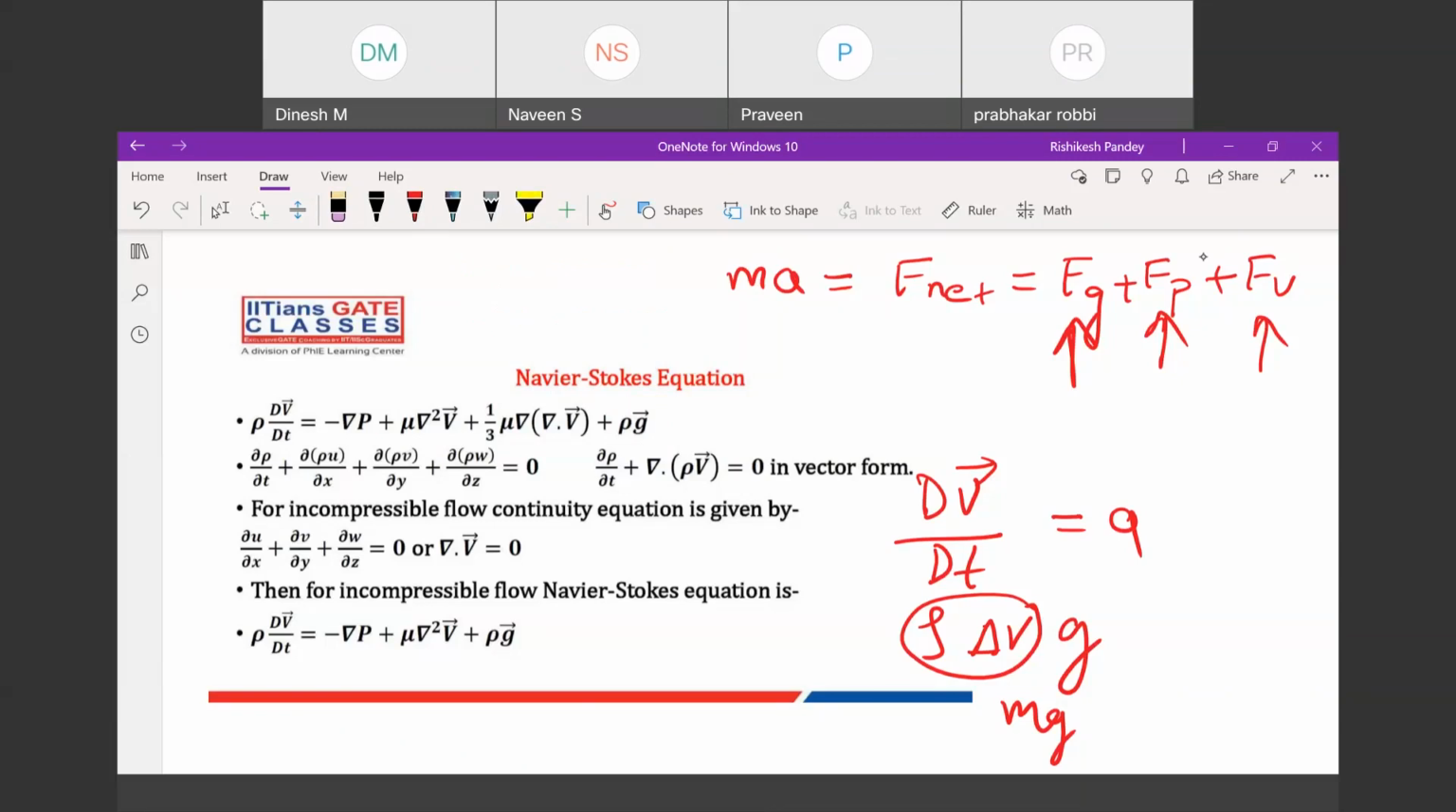Now next, if you remember, this is our which equation?